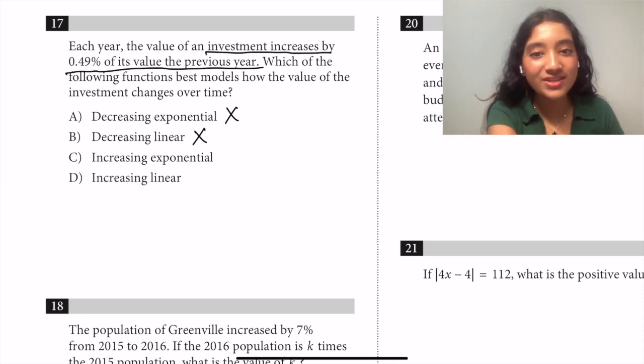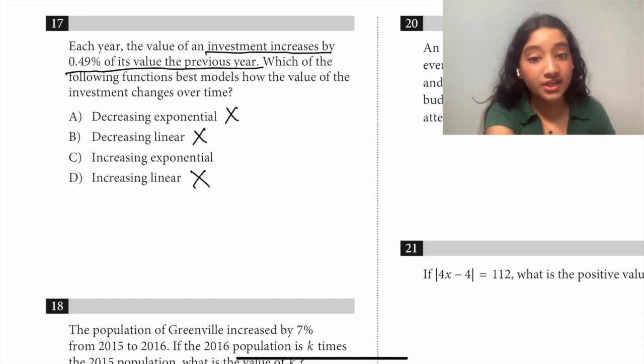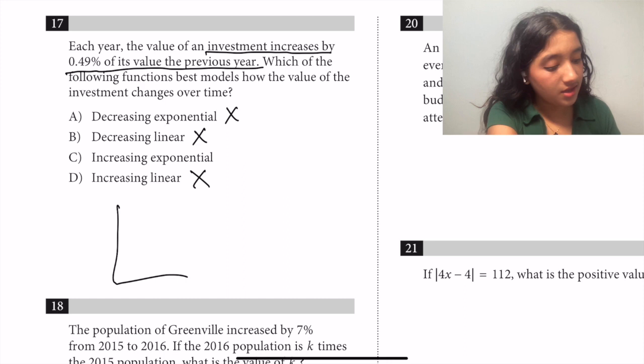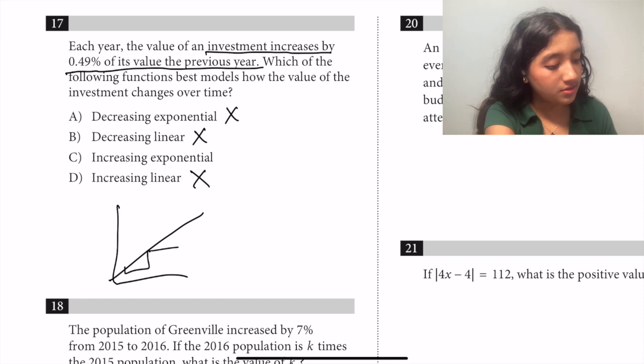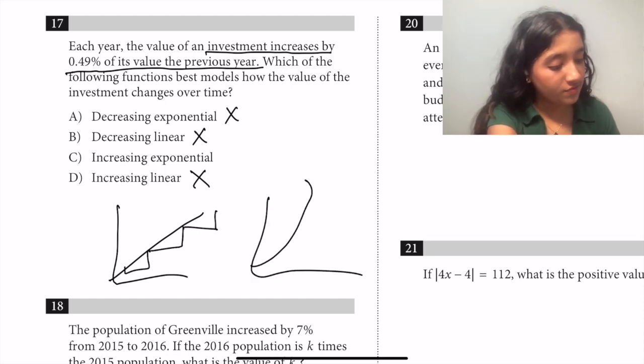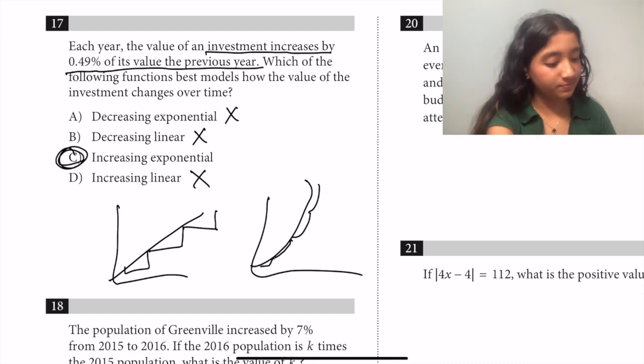That means the amount it's increasing is changing each year, which means that the function cannot be linear, because if we have a linear function, which is represented by a line, it's increasing by the same amount every year. But if we had an exponential function, we know that it's increasing by more and more every year. So that leaves us with option C.